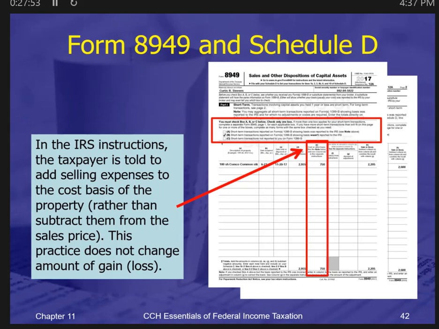Just a couple little quirks. They ask you to put the cost basis, including commissions, that sort of thing, which is exactly how it's reported on almost all 1099-Bs for you. So that's not really an issue, but it does go against the typical idea that we talked about last time in Chapter 10, that you subtract them from the realized amount.